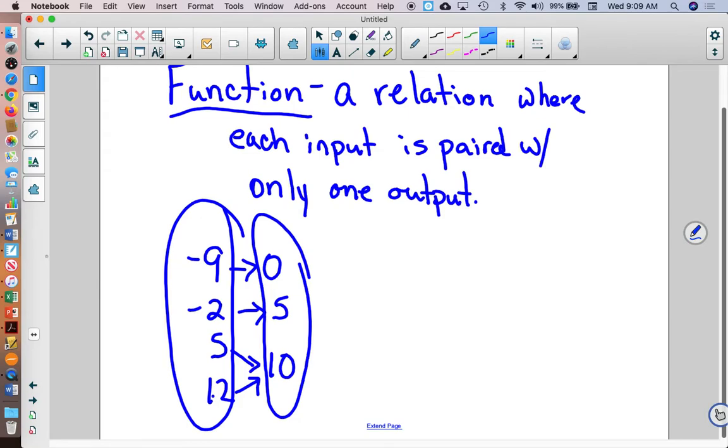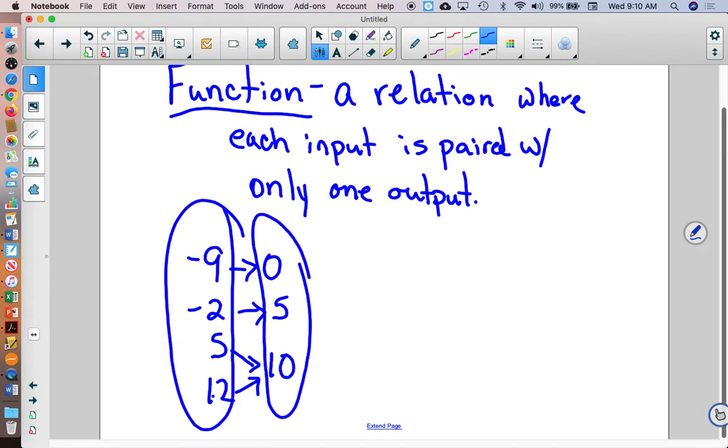Zane, you say that yes, it is a function. Why do you say that? Because every input only has one output. It didn't say that there couldn't be two inputs with the same output. Right. Each one of these is paired up with only one output, and that's what it says. It doesn't say that two inputs couldn't have the same output. This is a function. Yes, it is.